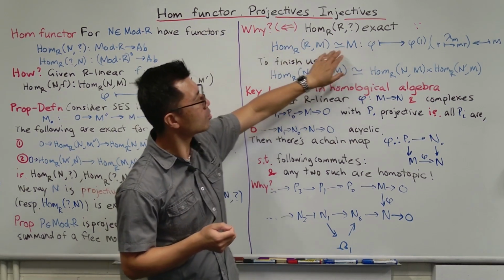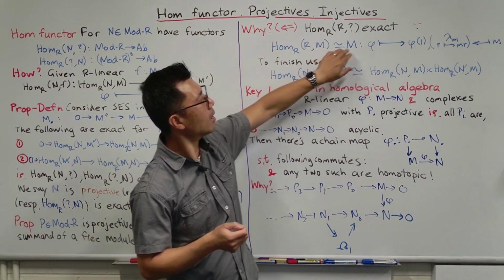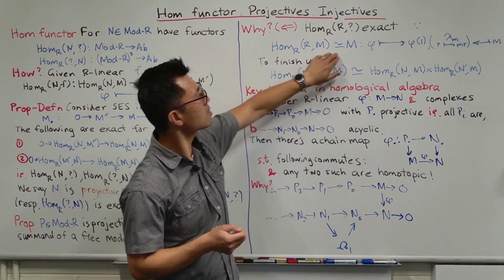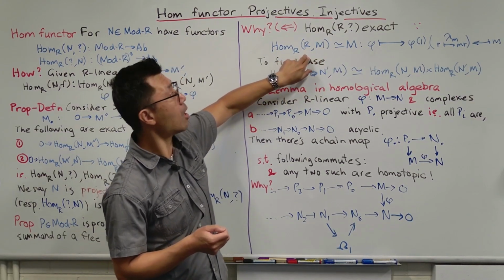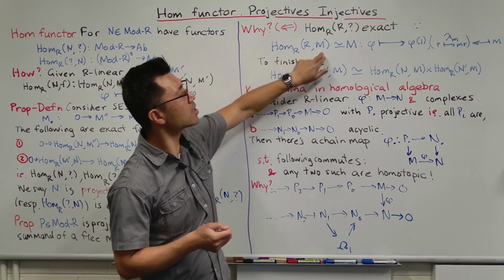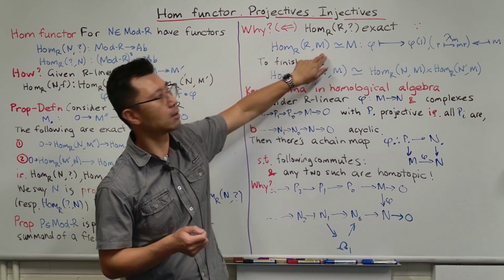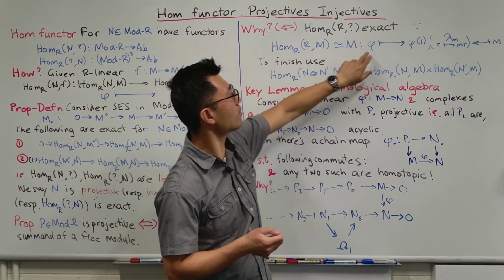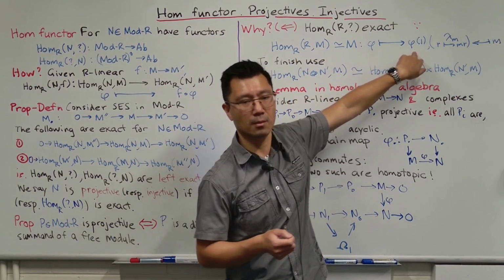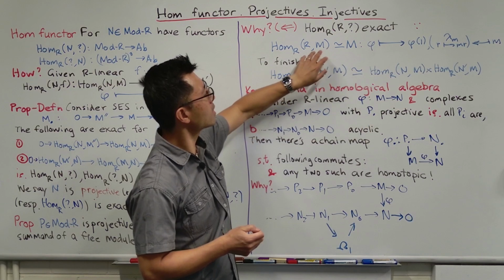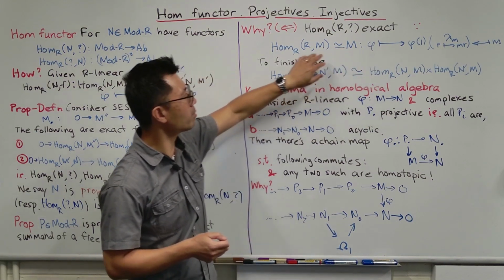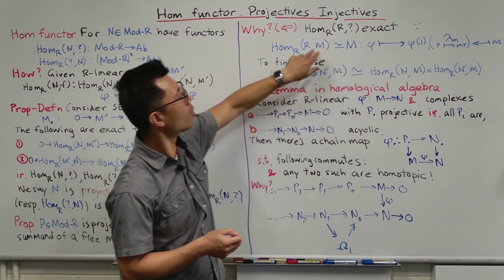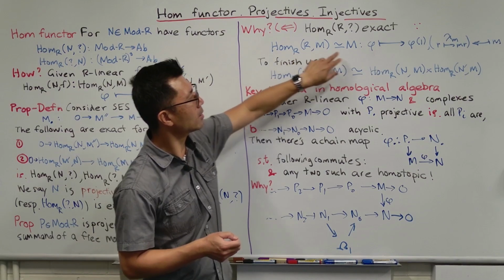I'll tell you the inverse bijections. If you're given an R-linear homomorphism φ from R to M, it's really determined by where 1 gets sent. So you take this φ and send it to φ(1). And if you know where 1 gets sent, essentially by the universal property of free modules, then you know what the homomorphism is going to be.